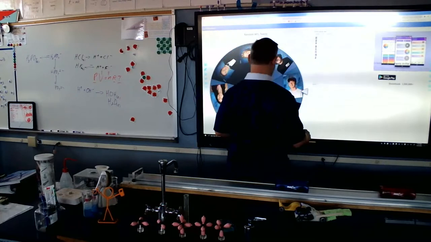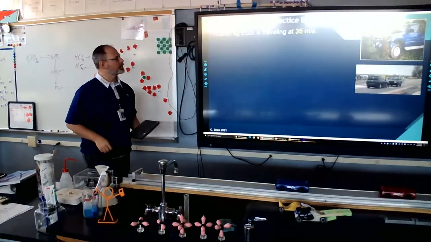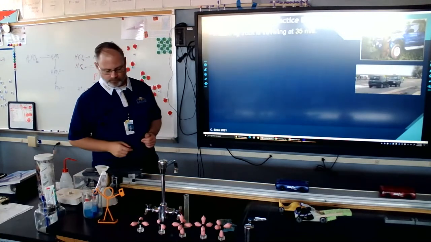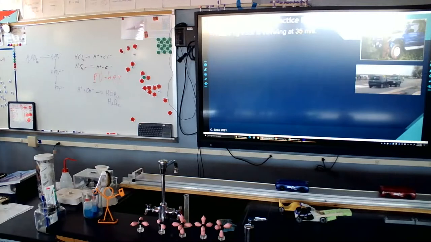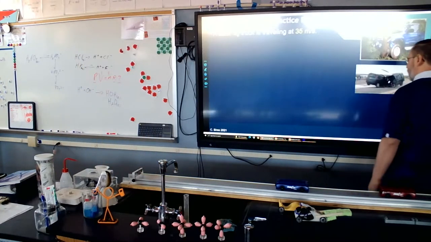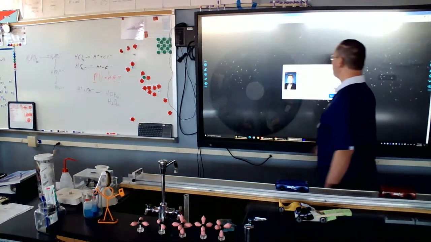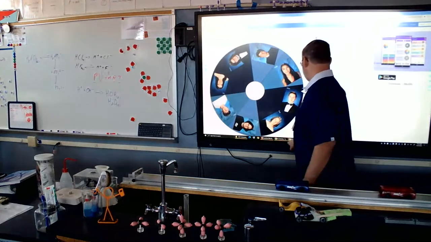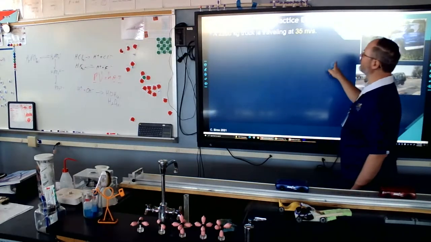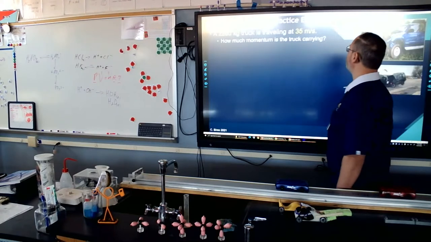Alright, so. Open. There we are. Yeah, what was the question? 35. Okay. A 2200 kilogram truck traveling at 35 meters per second. 2200 times 35, we got 77,000 kilogram meter per second of momentum.